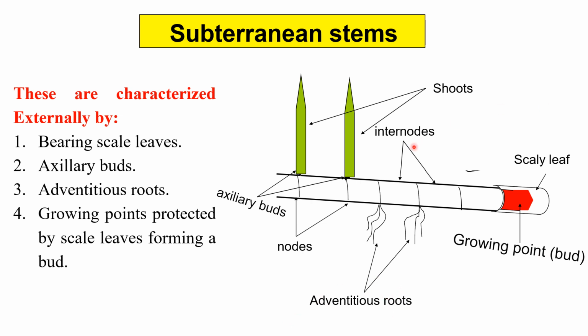Also, the subterranean stem has scaly leaves covering the growing point or bud. Similar to the aerial stem in the point which has normal leaves. The main difference between the subterranean and the aerial stem is the absence of chlorophyll. It is not green such as the aerial stem, and only bears scaly leaves to protect the growing point, to allow the stem to go forward inside the harsh conditions in the soil.